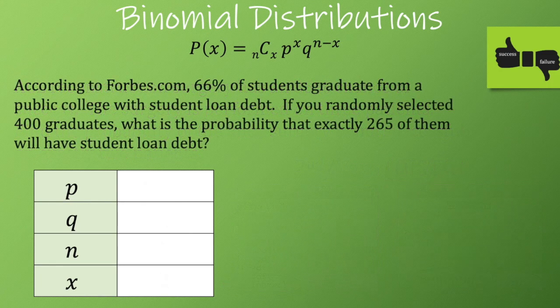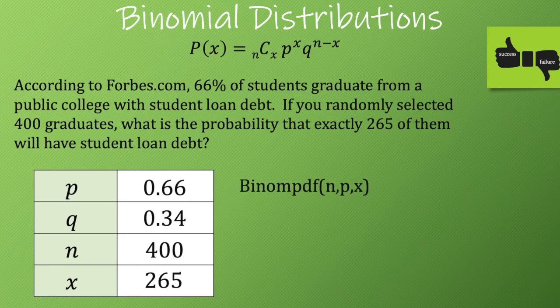Let's try another example. According to Forbes.com, 66% of students graduate from a public college with student loan debt. If you randomly selected 400 graduates, what is the probability that exactly 265 of them will have student loan debt? So P in this case is 0.66. Our Q, the complement of that, is 0.34. N is 400, and we're curious about 265 of them.